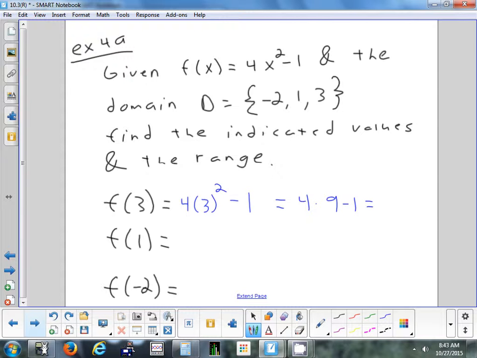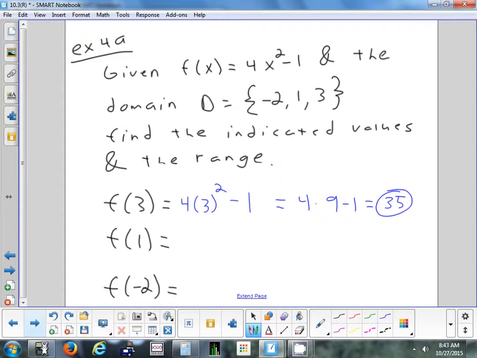Okay, you want to help her out? What's 4 times 9? Kevin? 36. Take away 1? No, sorry, 35. All right. So if you plug in 3 for x, you get 35 for y. That's the value of the function.